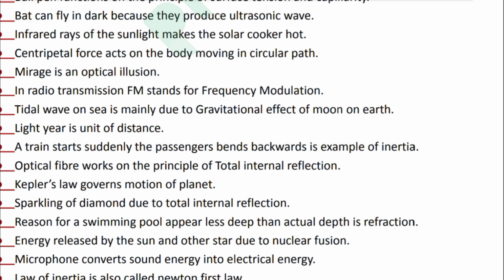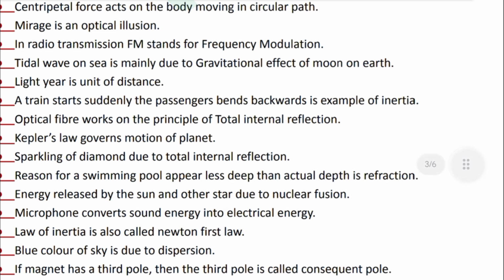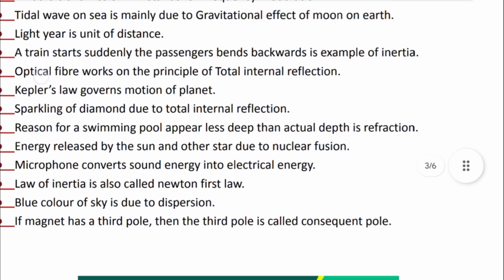Tidal wave on sea is mainly due to gravitational effect of moon on earth. Light year is unit of distance. A train starts suddenly, the passenger bends backward is example of inertia. Optical fiber works on the principle of total internal reflection. Kepler's law governs motion of planet. Sparkling of diamond is due to total internal reflection. Reason for a swimming pool appearing less deep than actual depth is refraction.